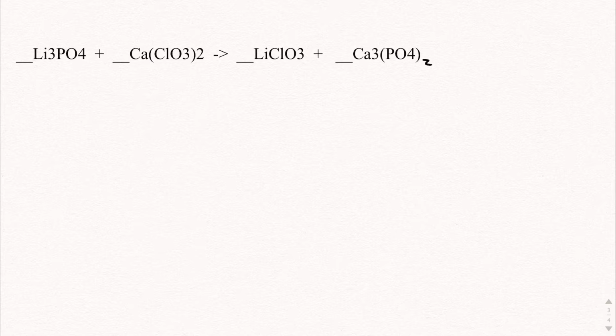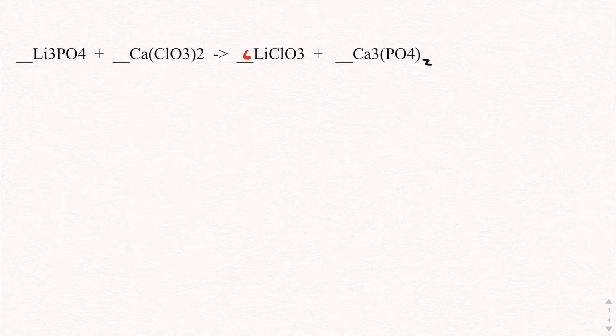So first we want to balance our Lis. We see we have 3 Lis on the left and only 1 on the right, but we can't have 3 Lis on the right because that will make us have 3 ClO3s here, which will not balance with the 2 we have on the left side. So remember what I said in the first equation, we're going to double whatever we would need. We need a 6 here.